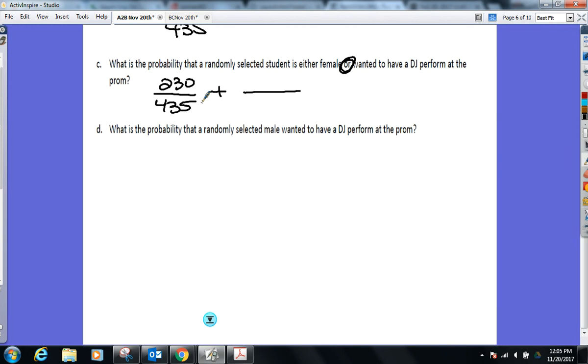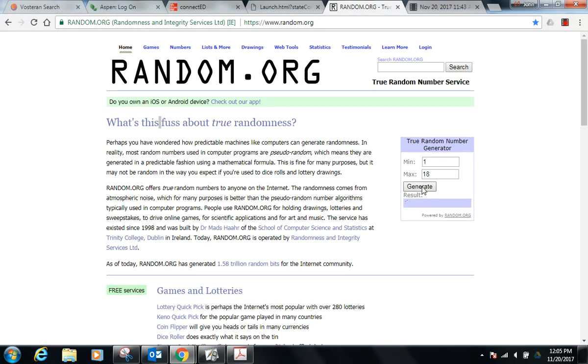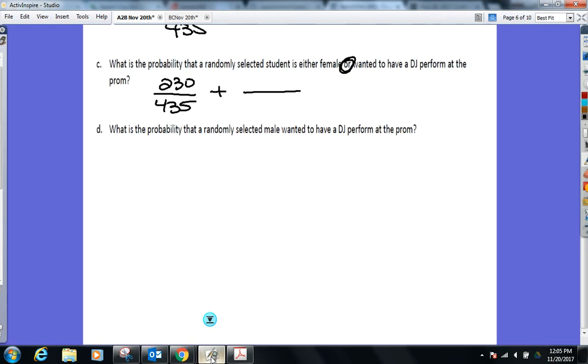Wanted a DJ. A student wanted a DJ. Probability a student wanted a DJ, out of 435. Even if you stop here and have a brain freeze, you're going to get a number bigger than 435 on top. And that's a problem. Can't have a probability bigger than 1, right?